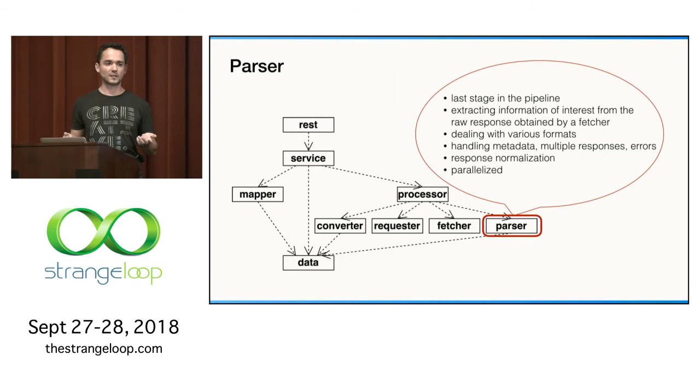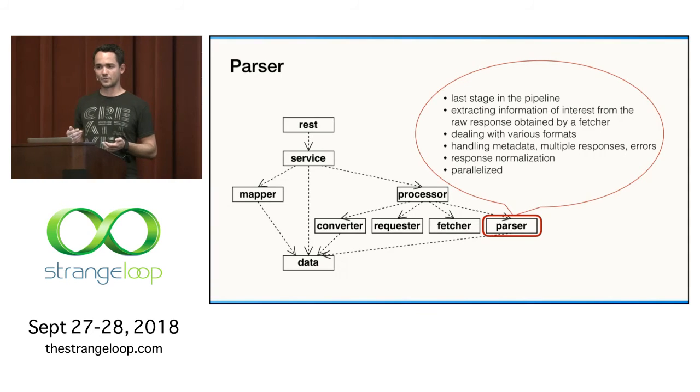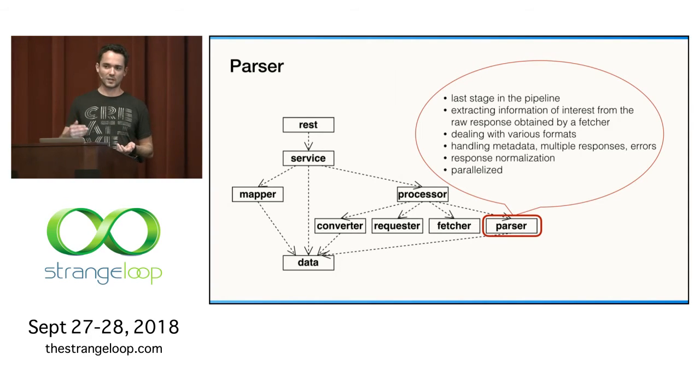And parsers basically take care of extracting information of interest from the response. So they deal with things like various data formats, JSON, XML, string, HTML. They deal with different fields in the response. They normalize the values. They deal with parsing errors, that sort of thing. So this is sort of level 3 parallelization. And we have 18 parsers implemented as EJBs again.